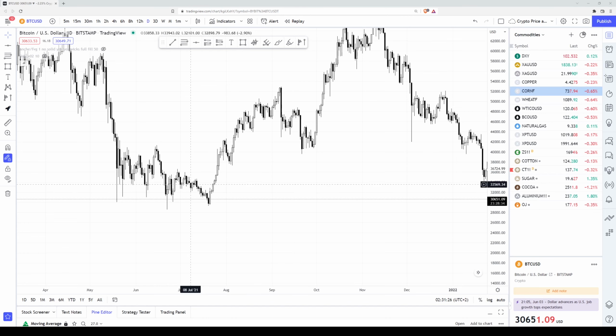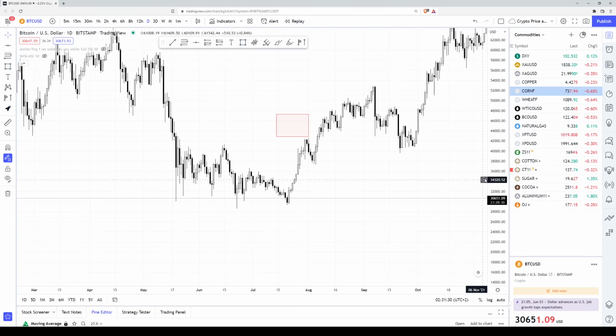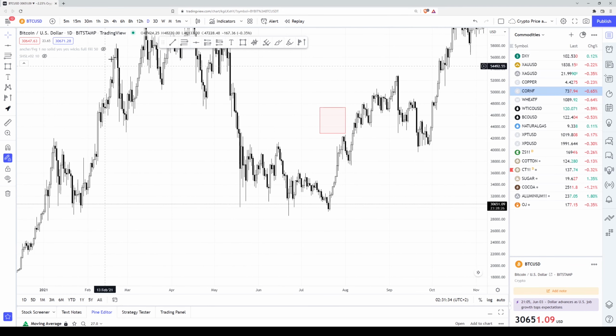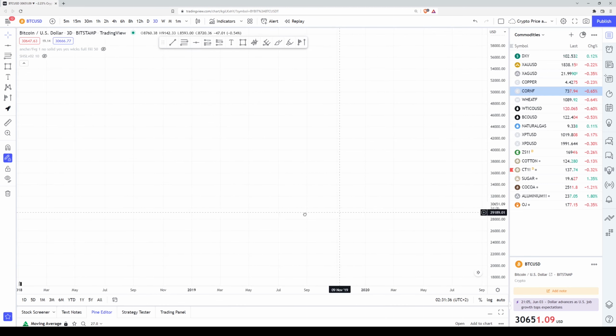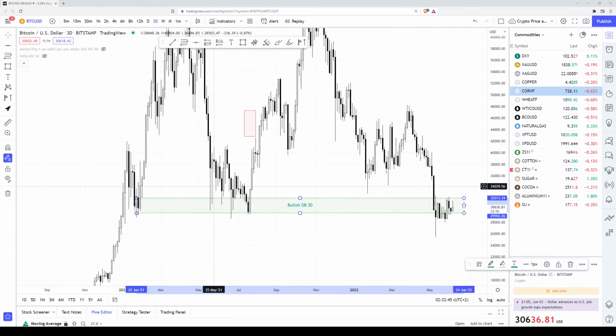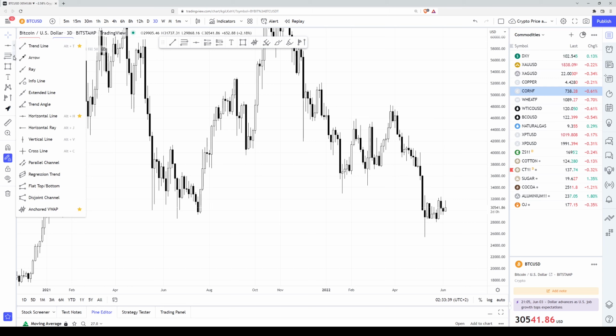The next thing that I use as well is a rectangle. The reason I use a rectangle is mostly for different things. One of the things, for example, would be to mark a bullish or bearish order block. So for example, if we mark a bullish order block, in that way I'm able to visually demonstrate where the order block was.